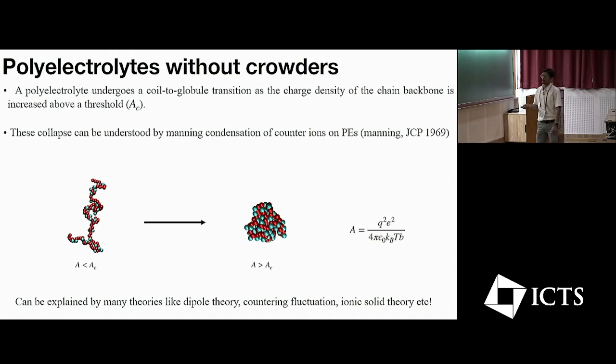And this was explained by Manning in 1969 through Manning condensation. There are many theories which explain such phenomena, like dipole theory, counter ion fluctuation, and ionic theory, etc. But I'm not going into these things. So I'm just introducing crowders now, a neutral crowder, to the system.